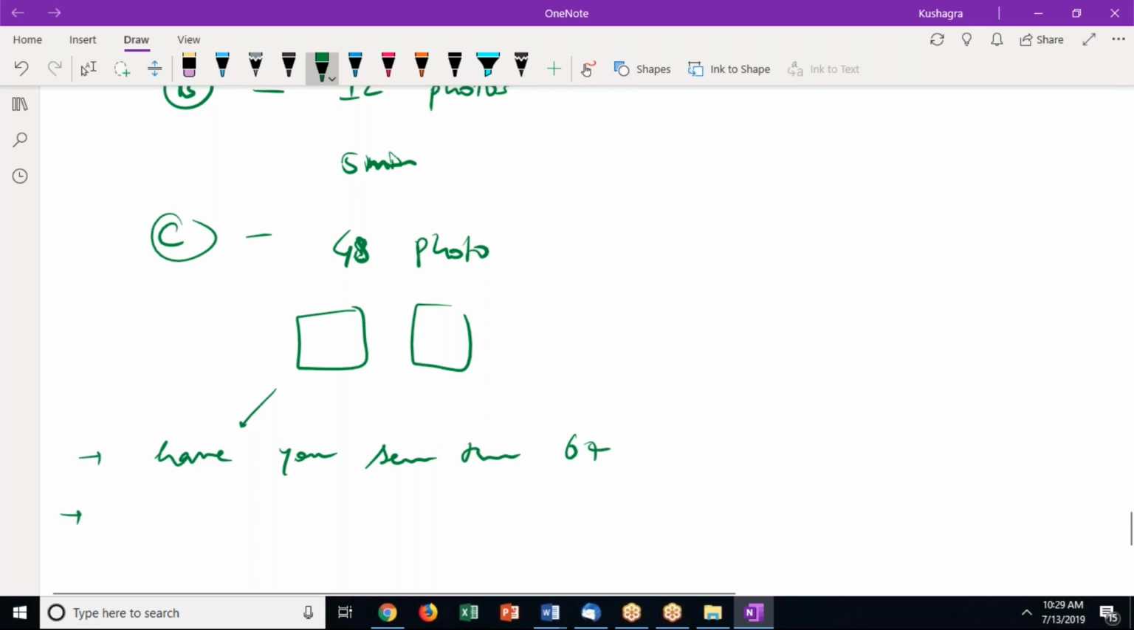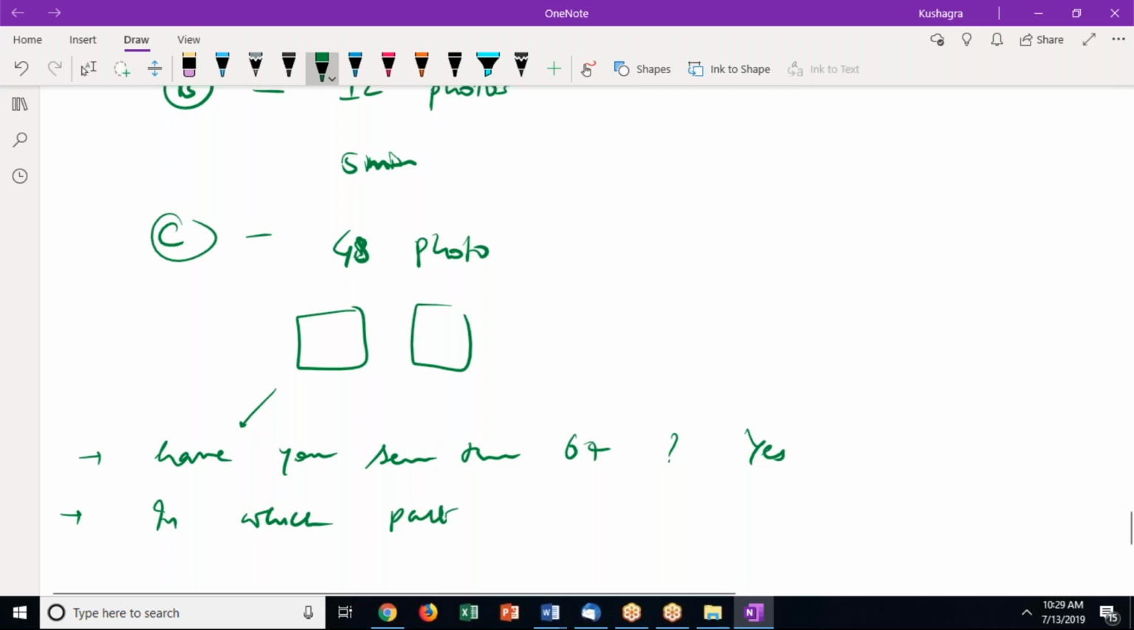Second, if the answer to this question was yes, then the second question was, in which part did you see it? Part A or part B? So you look at the photographs in part A, look at the photographs in part B, and then in part C, we ask which of the photographs you have seen before, and in which part you really saw it. So you need to remember where the photo was seen as well.